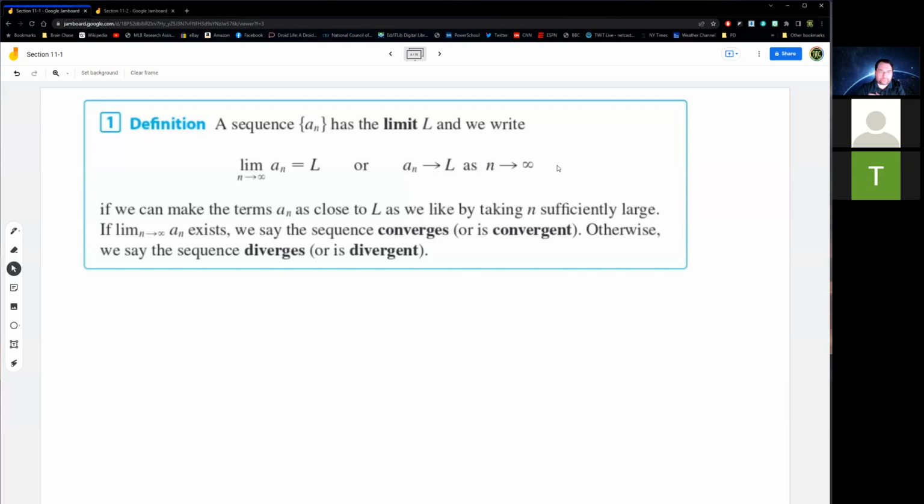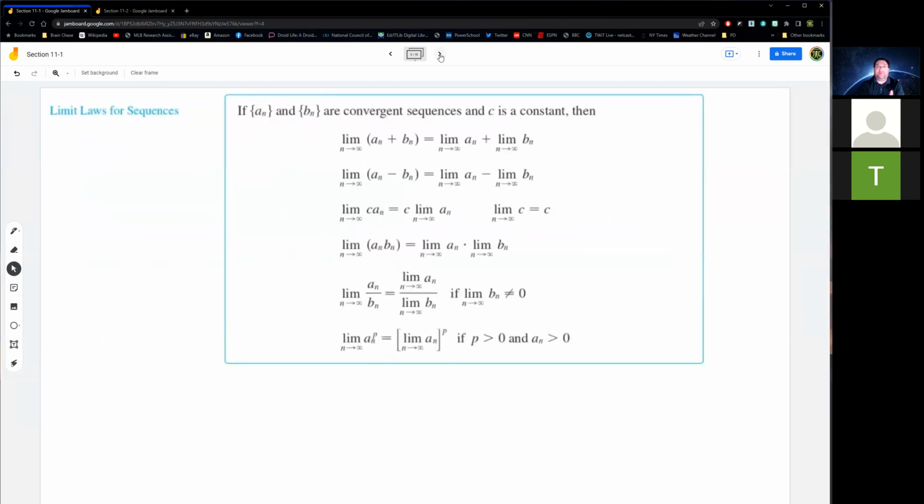Okay. Since we're dealing with limits, we're going to look at a quick refresher of how we deal with limits. We're going to look at them in terms of sequences, but these are the exact same rules that you used way back in Calculus 1 before you started doing differentiation.